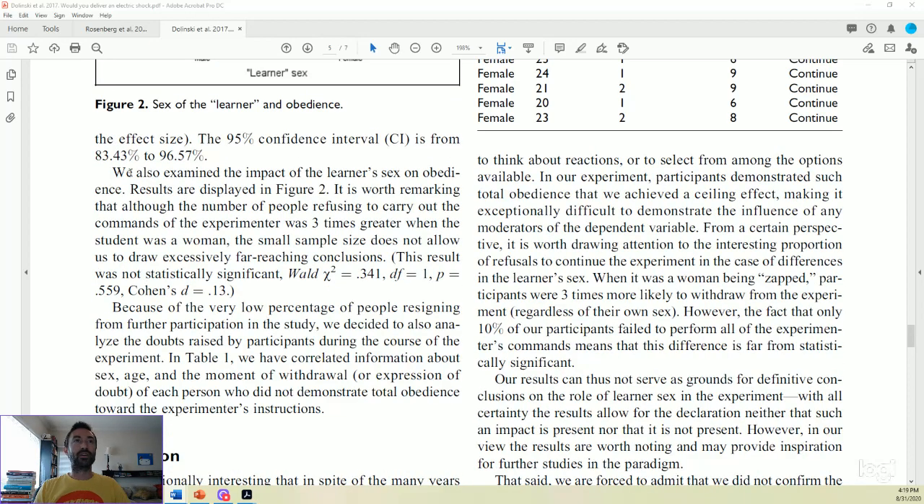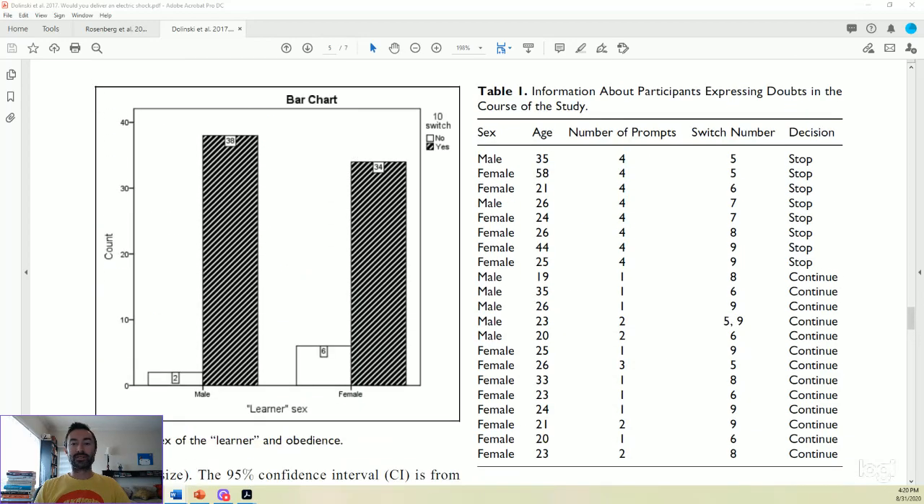on the second paragraph on the left side, we also examined the impact of the learner's sex on obedience. It is worth remarking that although the number of people refusing to carry out the commands of the experimenter was 3 times greater when the student was a woman, the small sample size does not allow us to draw excessively far-reaching conclusions. And then they show you a graph so that you know that this is a really important finding that they want to report. It was the research question, so they need to report the data, even if they didn't really find anything. So check it out.